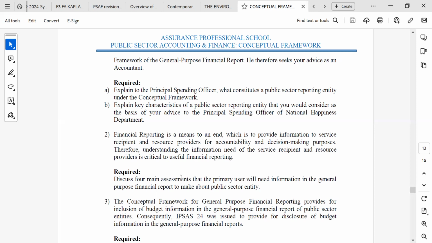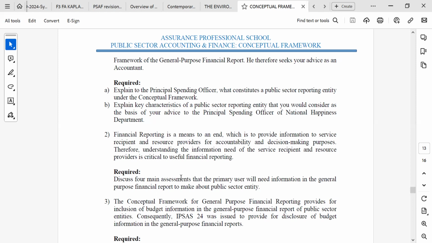Okay, so let's take it. The question says: discuss 4 main assessments that the primary user will need information in the general purpose financial report to make about a public sector entity. So if you take the financial report, the information contained over there, what assessments can you make out of that financial information about the entity's financial report that you are taking?